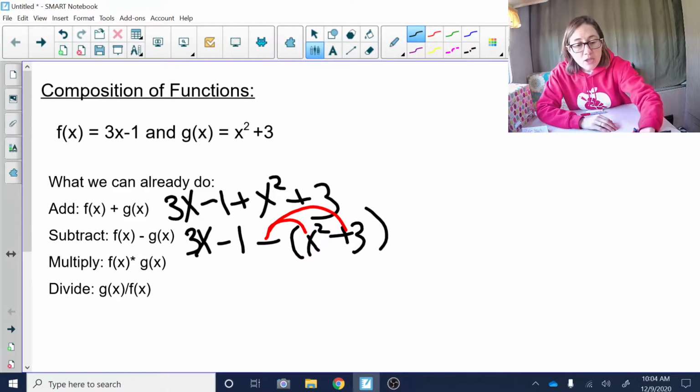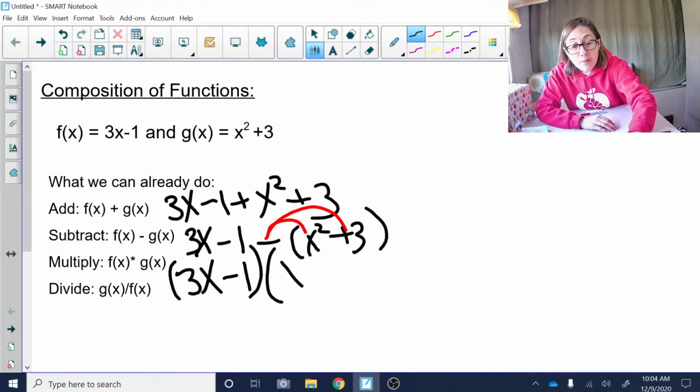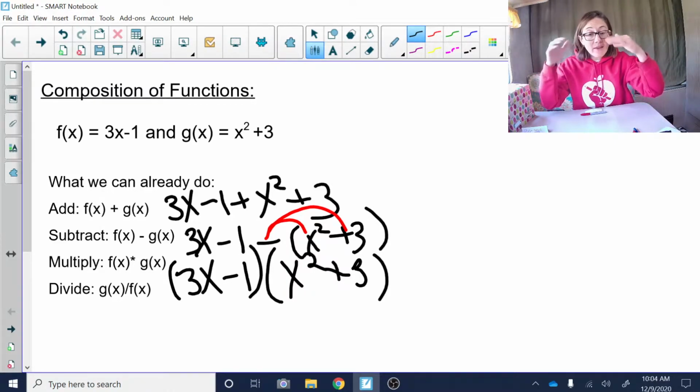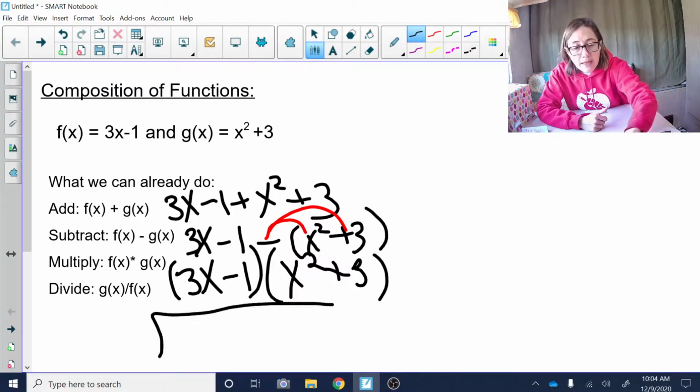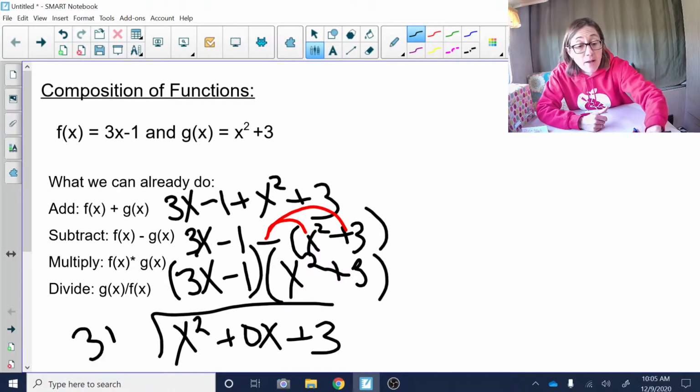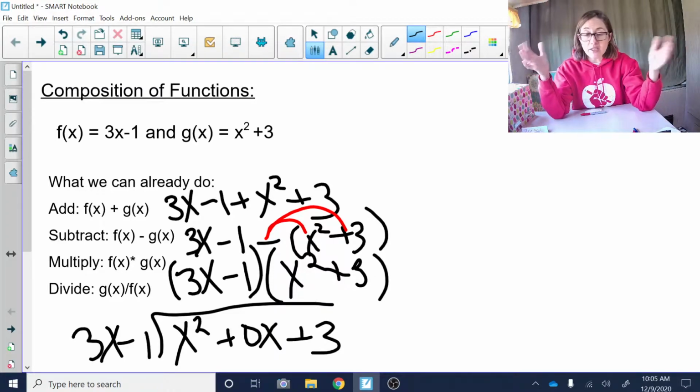Multiplying, that's old news because you could take the binomial, the f of x part, the 3x minus 1, and multiply it by this other binomial, x squared plus 3. Multiply those together, double distribution property. You've done that before. And then dividing is the most recent one you've done. That's where you would do long division and put the x squared plus 3 inside. I would have to put a plus 0x because we're missing a term there, and put the 3x minus 1 outside and do long division. Okay, so that's all old news. You know how to do those things already.